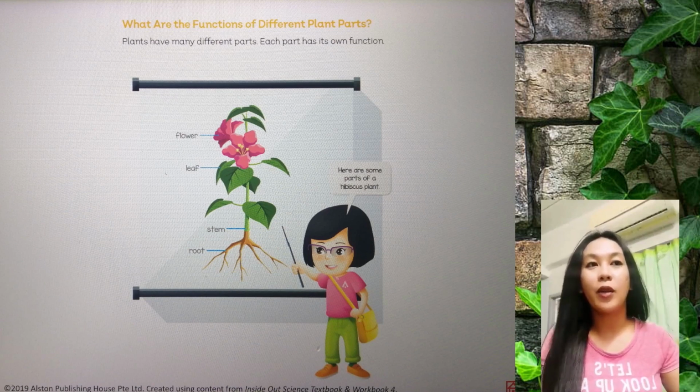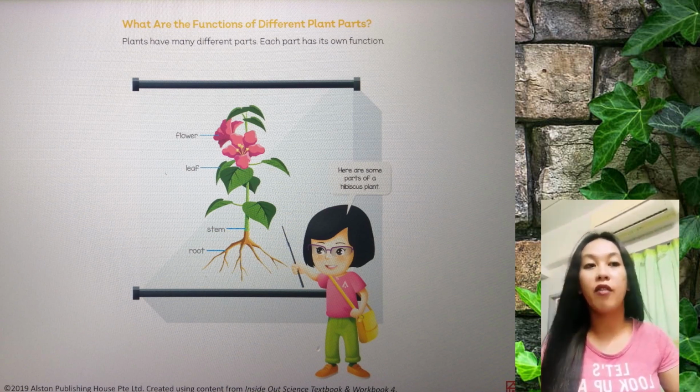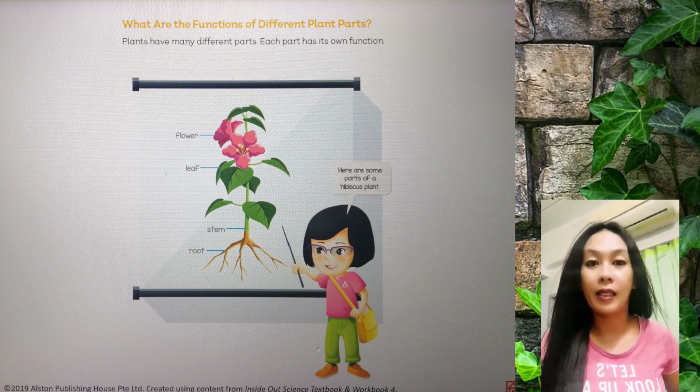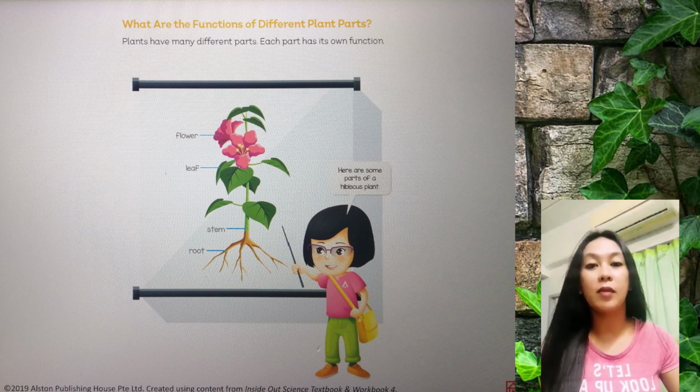So let's start with the different plant parts. Alright, so the different plant parts are the flower, the fruit, the stem, the leaf, and the root. Okay, so those are the 5 major plant parts. Now, one by one, let us review the different functions of these plant parts. Let's start with the roots.